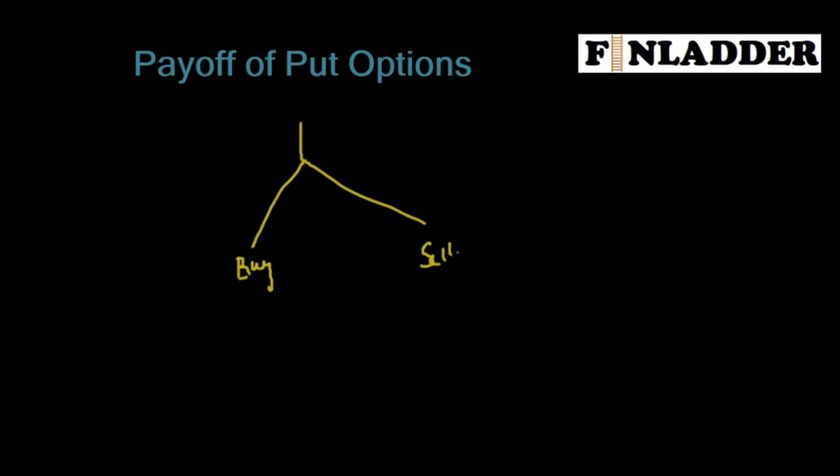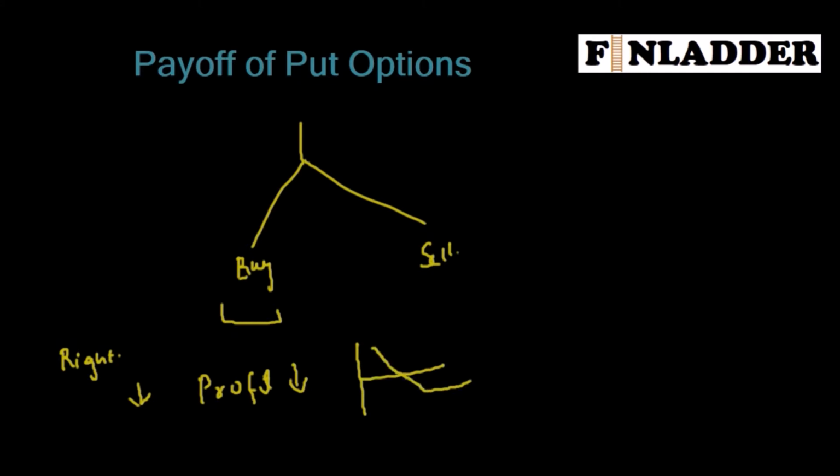Let's get started. Buying a put option basically means that we get a right to sell the underlying asset if the prices go down. So what we are anticipating is that the prices of the underlying will go down, so we will be making a profit when the prices go down. The graphical representation should be something like this.